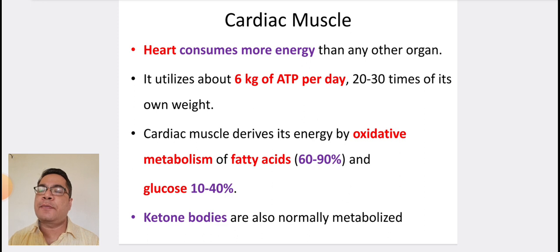Coming to cardiac muscle. The heart consumes more energy than any other organ. It utilizes about 6 kgs of ATP per day, that is 20 to 30 times its own weight. Cardiac muscle derives its energy by oxidative metabolism of fatty acids, 60 to 90%, and glucose, which is 10 to 40%. Ketone bodies are also normally metabolized.